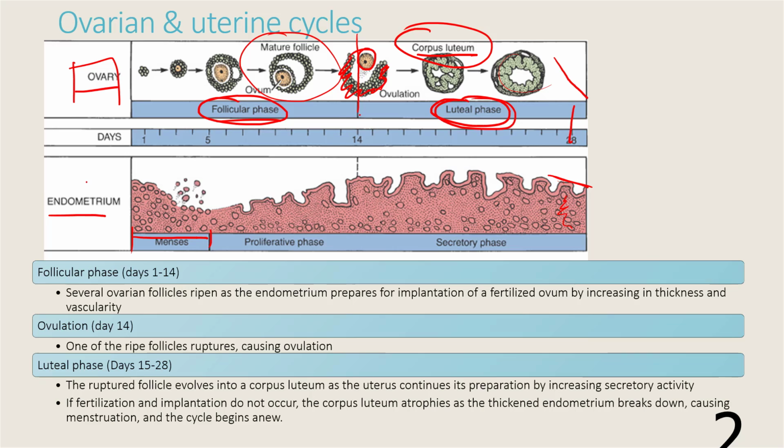And then again, if you look at the ovarian cycle and the endometrium, day 1 to day 5 is the menstrual period, and then day 5 to about day 14 is what's called the proliferative phase, where there's a new endometrial lining forming. And then days 14 to 28 is when the endometrial lining just gets thicker and healthier and more vascular in preparation for implantation.